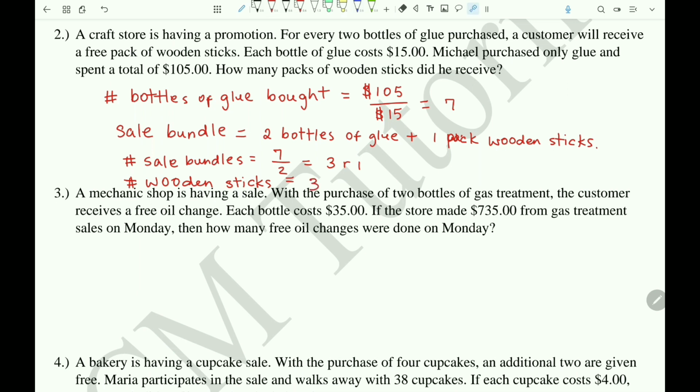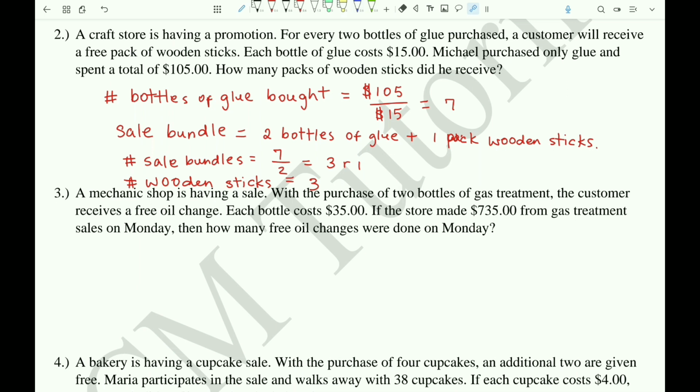Now, some of you might be wondering, what is this remainder 1 here? This remainder 1 is really an extra bottle of glue that Michael would have bought, and this is not enough to earn him a free pack of wooden sticks, right? So he needs 2 bottles of glue to receive a pack of wooden sticks. That's what's in the sale bundle here. So 1 extra bottle of glue would not have earned him another pack of wooden sticks.